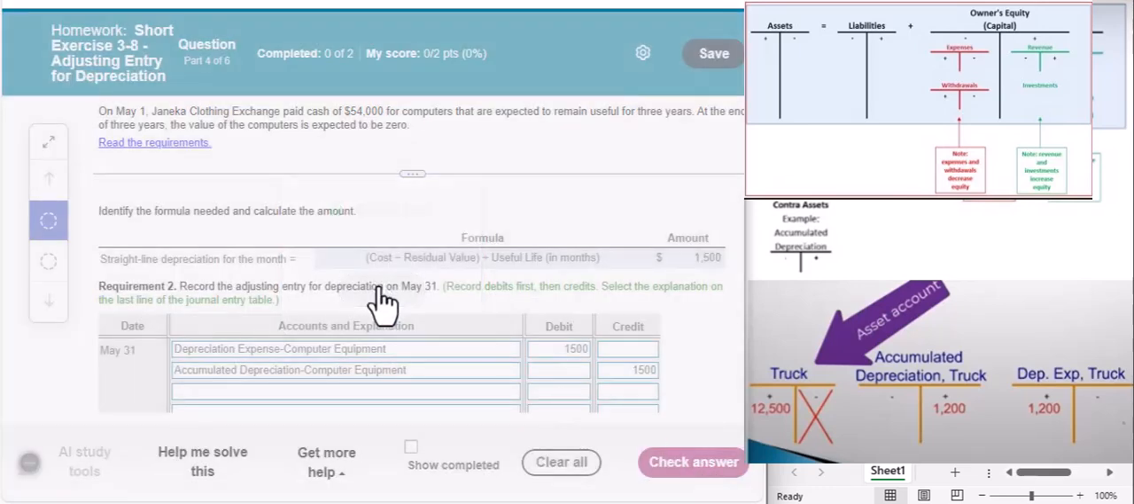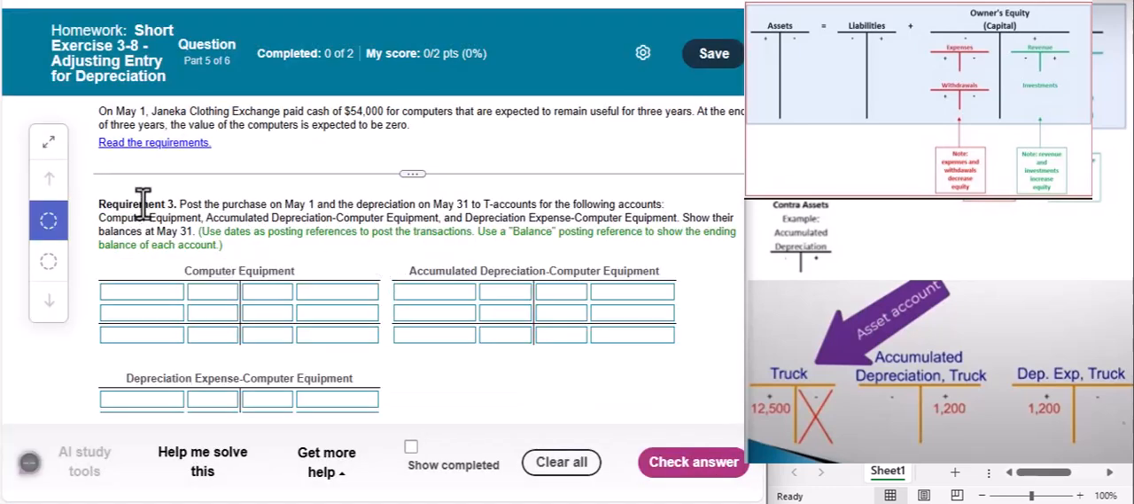Good job. Okay, so now requirement 3. Post the purchase on May 1st and depreciation on May 31st to the T accounts for the following accounts. So we have computer equipment, accumulated depreciation, computer equipment, and depreciation expense, computer equipment. Show their balances at May 31st. Use dates as posting references to post the transactions.